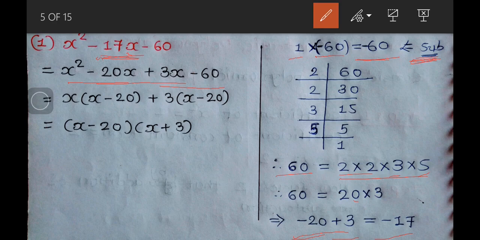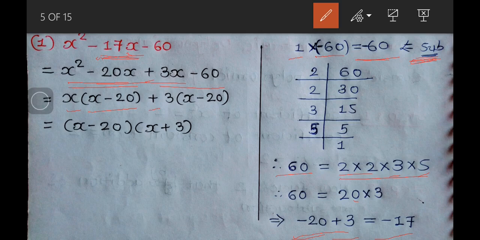Dear student, you should always see the sign in the given polynomial. Here from the first group of terms we can find x as a common factor. So we extract x from both the terms, then we get x, and the remaining part we put in a bracket. So here the remaining part is x minus 20. Here a plus sign is given, so we put a plus sign.